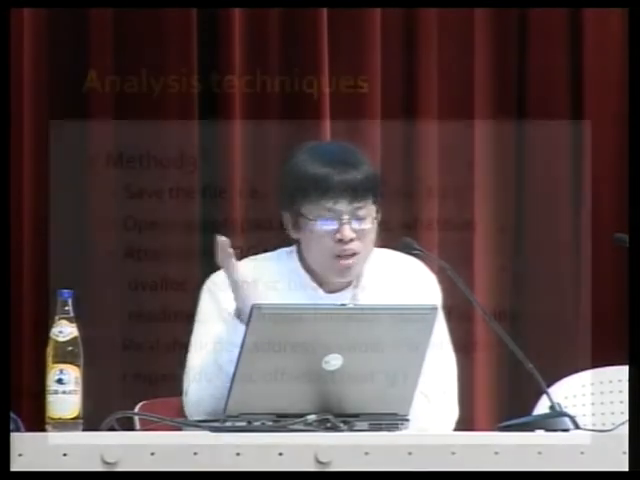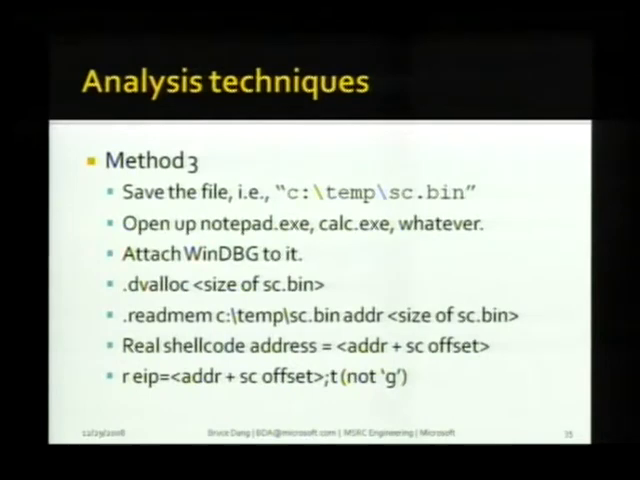So what you do is you save the file as a .bin file. You open up Notepad, calc.exe or whatever, any process you want. You attach WinDBG to it. And then you call .dvalloc. All dvalloc does is allocate a block of memory with read, write, and execute permission. And then you call readmem, and all readmem does is read the contents of a file into memory. And that's all it does.